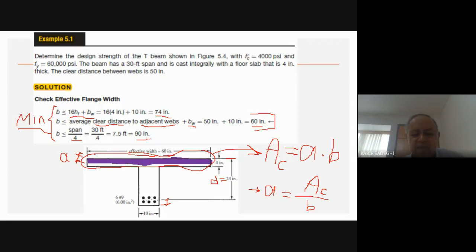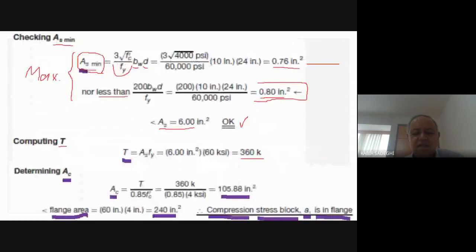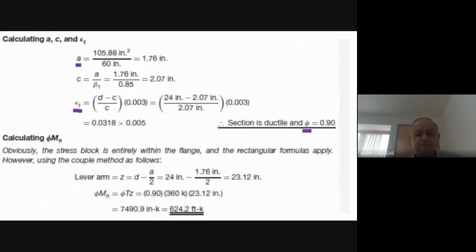Because of that, in this slide, in this calculation, we write A equals AC over B. Because of this one.